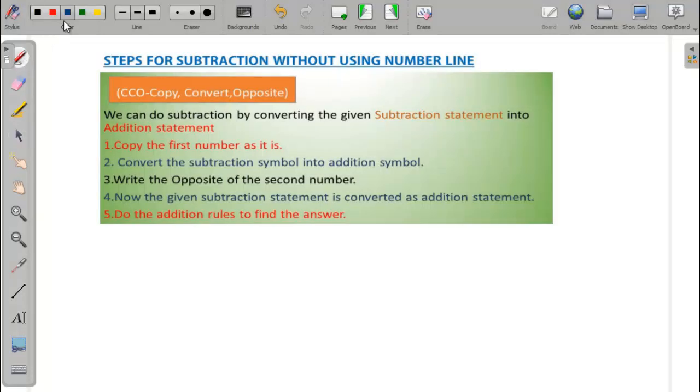Try with some examples. First sum is 6 minus -4. So what is the first step? Copy the first number as it is, copy, then convert the subtraction symbol into addition symbol and write the opposite of the second number. So it is converted as the addition sum. So 6 plus 4 is 10.